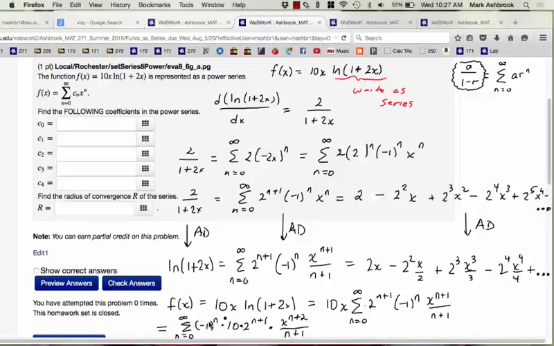So negative 1 to the n times 10 times 2 to the n plus 1 times x to the n plus 2, all over n plus 1. Okay, now we have to shift because they want it with n being 0 being x to the nth power. So we got it, but now we have to shift to answer the question, to put in the answer blanks.